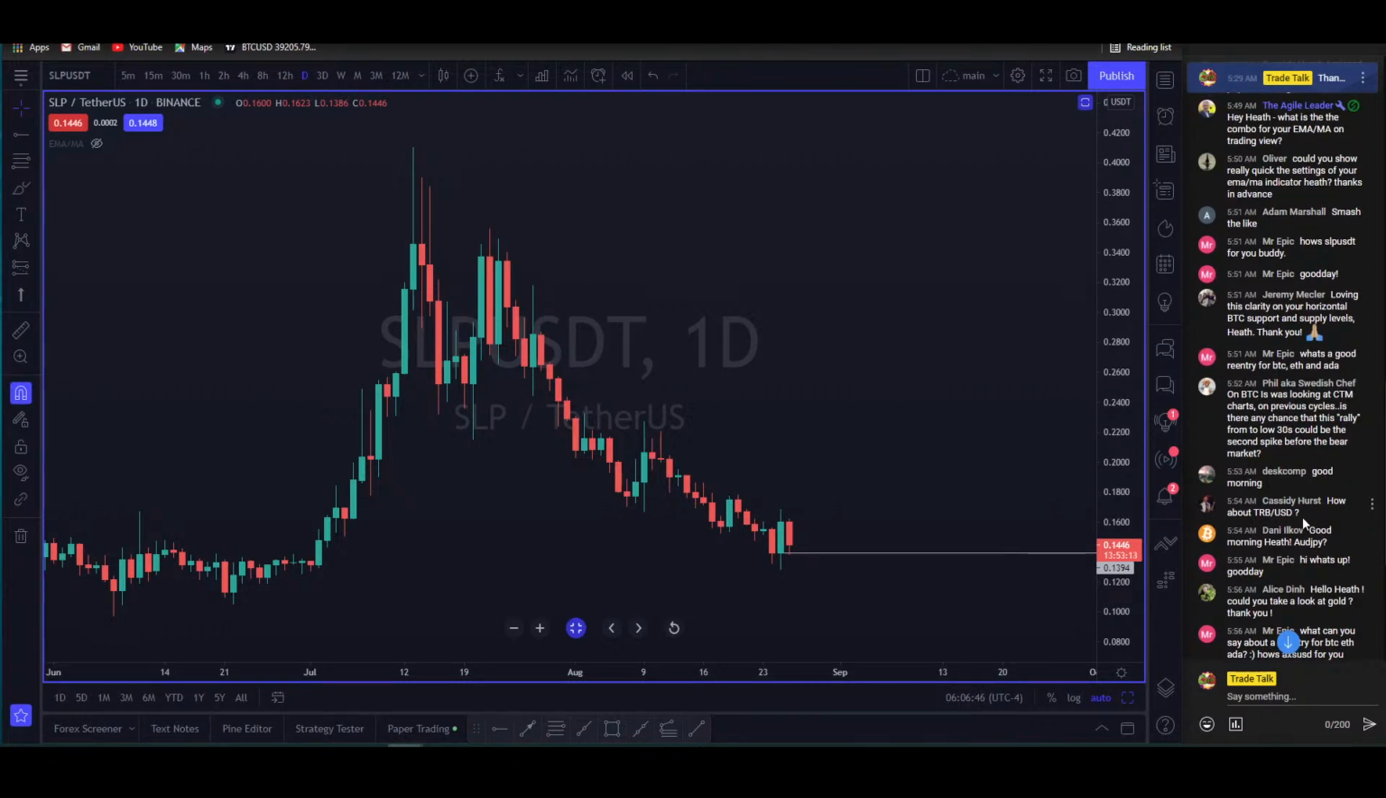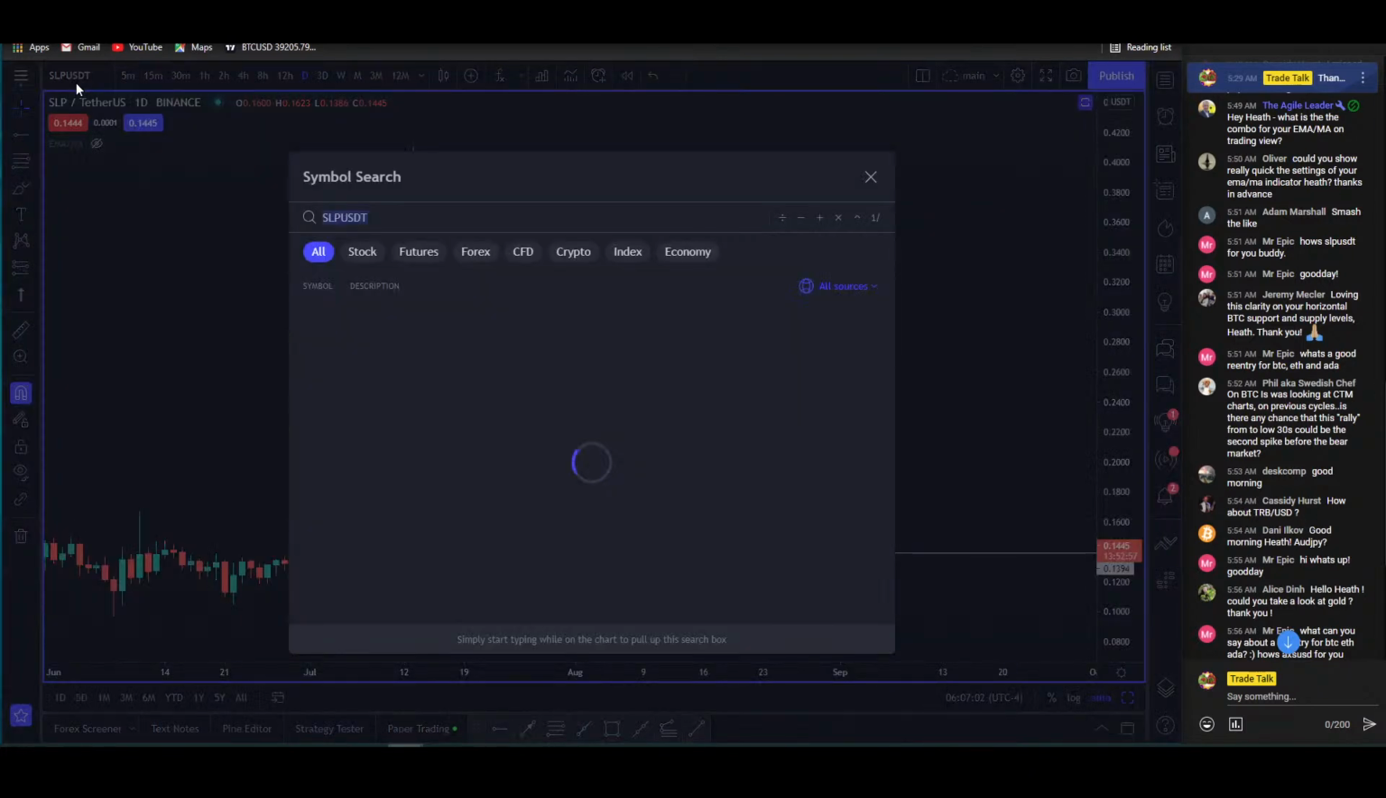Where are we at on BTC? Was looking at CTM charts on previous cycles. Is there any chance that this rally from the low 30s could be a second spike before the bear market? Phil, aka the Swedish Chef: yes. My answer to you is yes. Yes, yes, it can be.